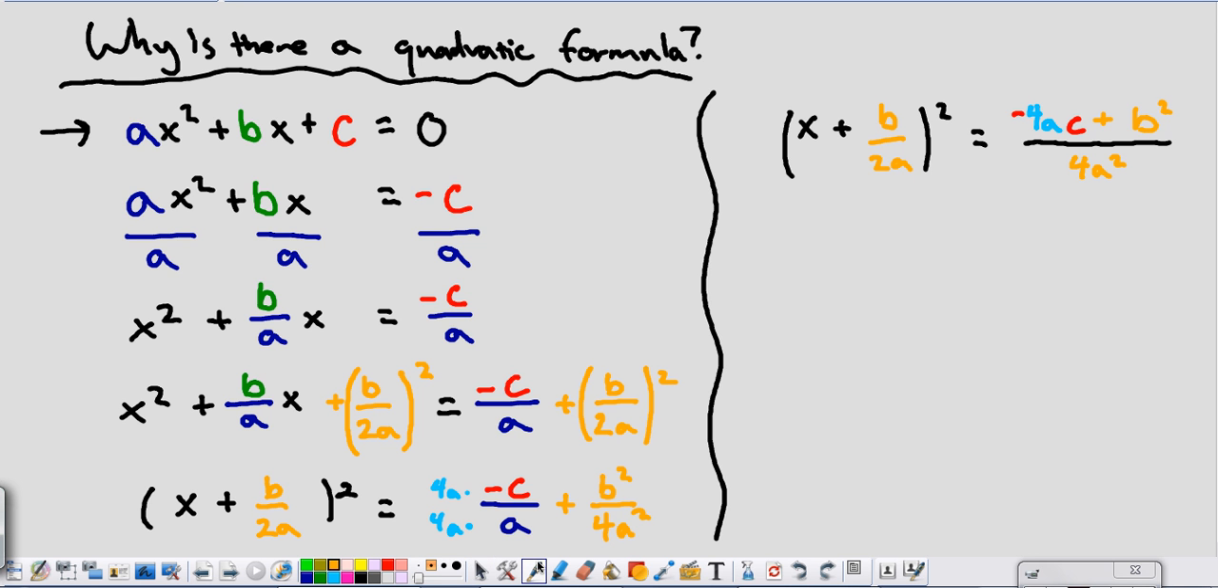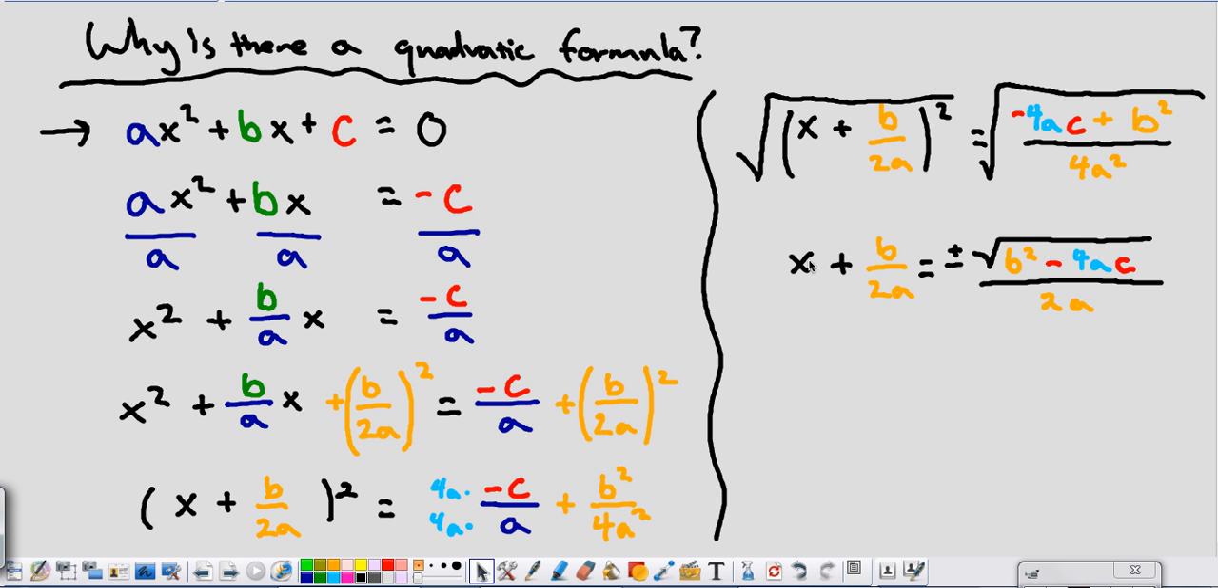Now that we've done that, we need to do something very simple. We need to take the square root of both sides. So let's take the square root of x plus b over 2a all squared, and the square root of negative 4ac plus b squared over 4a squared. When I take the square root of both of those, my left side comes out to x plus b over 2a. You just get rid of the square. On my right side, you get plus or minus the square root of b squared minus 4ac. And the square root of 4a squared is just 2a.